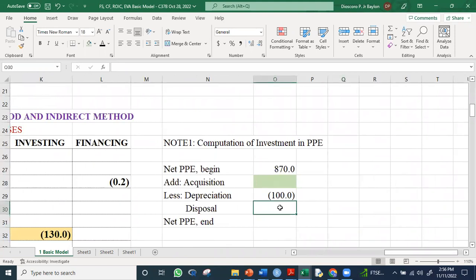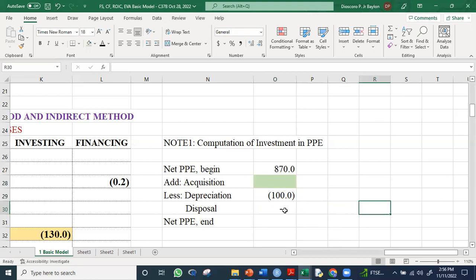Disposal, there's no information about that. If we were given the information that disposal was at 50,000, then we would have written here minus 50. That's an example. If we were informed that there was a disposal of 50,000, it means capital assets or PPE were sold, then we would have also deducted that here. But since there's no information about it, let's just put 0 there.